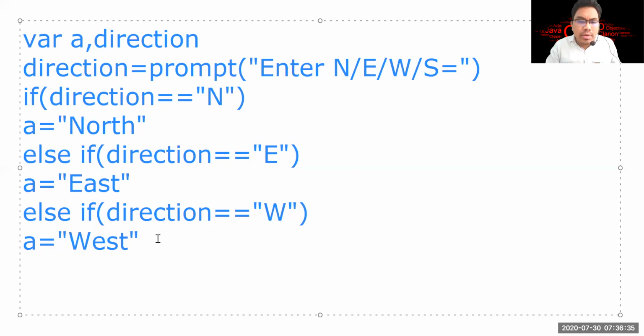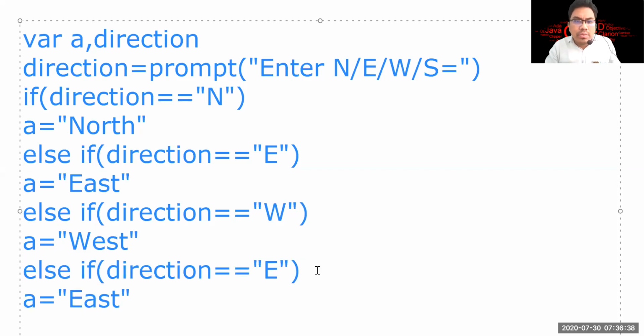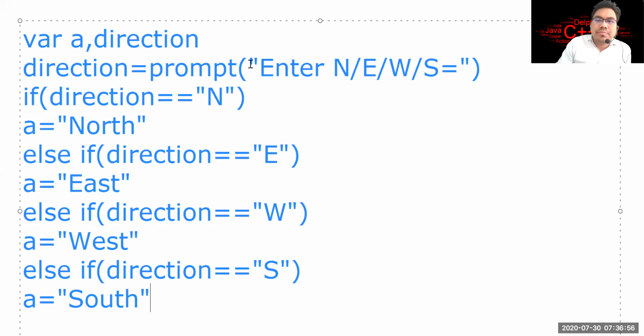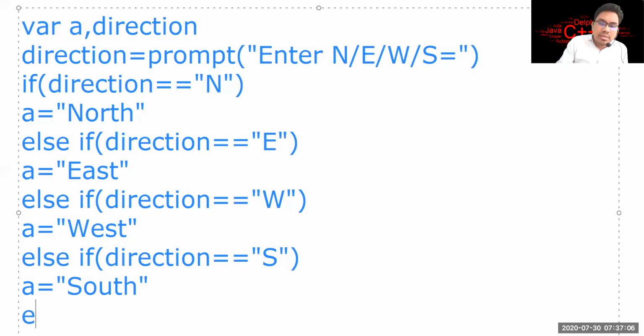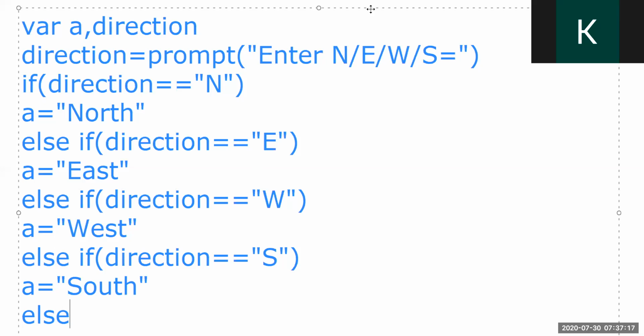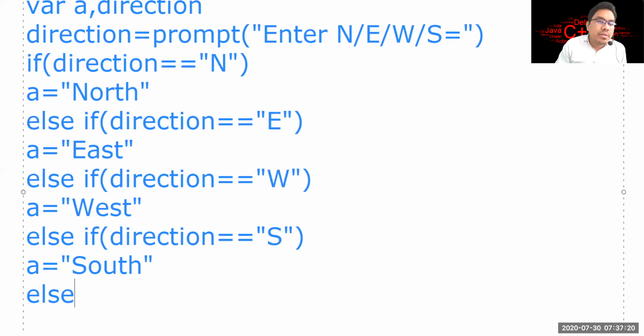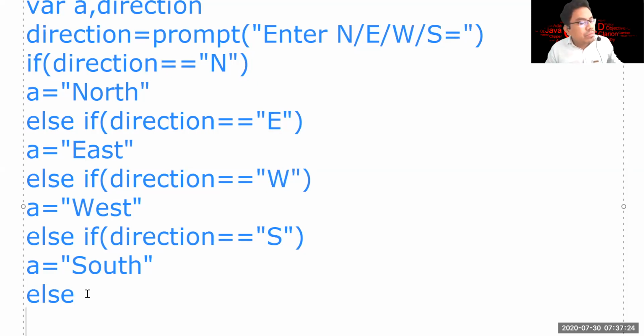Okay. After that, else if direction equal to S, then it will be what? South. Right? South. And if none of the cases are matching, then we'll use else, finally at last. In the else part, what will you write? Yeah, in else we'll write A equal to, according to what?